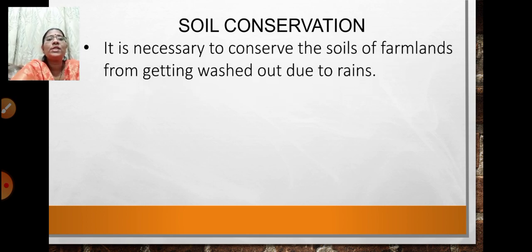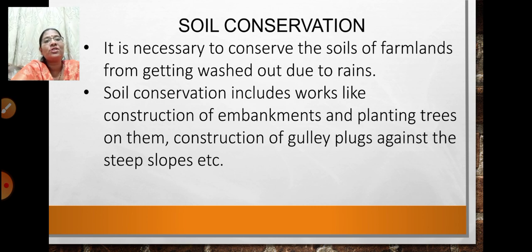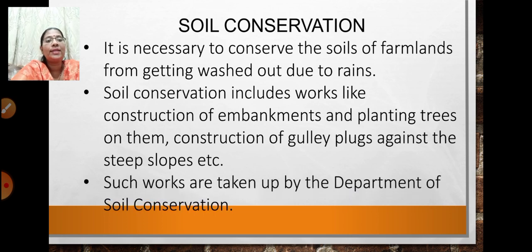It is necessary to conserve the soils of farmlands from getting washed out due to rains. Soil conservation includes works like construction of embankments and planting trees on them, construction of gully plugs against the steep slopes, etc. Such works are taken up by the Department of Soil Conservation. So the department takes up constructing embankments and planting trees so that the soil doesn't get washed off, and the construction of gully plugs, that is, trenches, against the steep slopes.